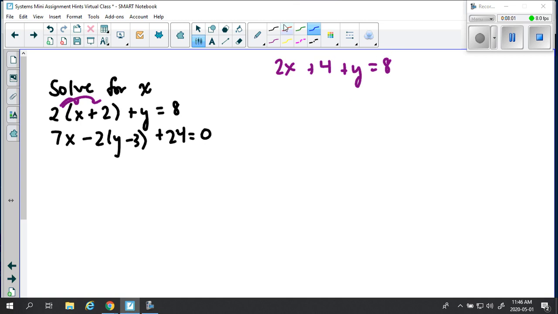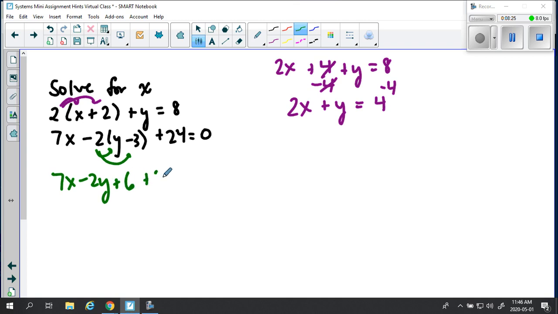Okay. So then you can clean it up even a little bit more, and you should, so that you don't have different constants and different x terms and different y terms. This is a lot cleaner. I've got one copy of x, one copy of y, and one constant. So I can work with that. Okay. Then I can do it to this one as well. So then we have 7x minus 2y plus 6 plus 24 is equal to 0. And again, I don't want to have two copies of things. So 7x minus 2y plus 30 is equal to 0.